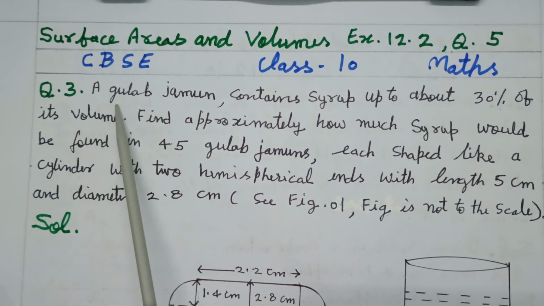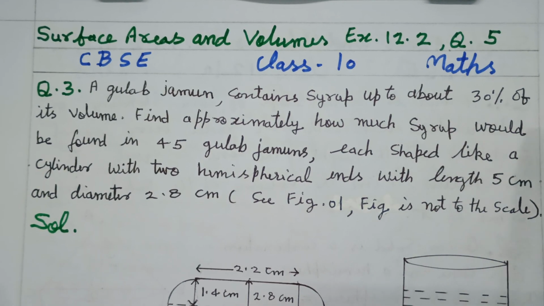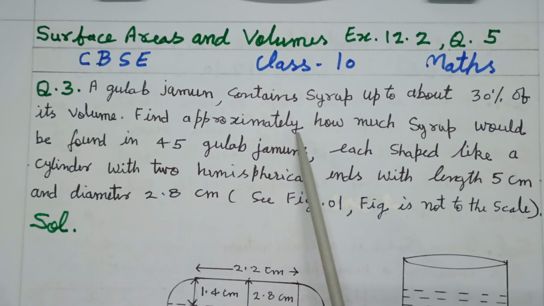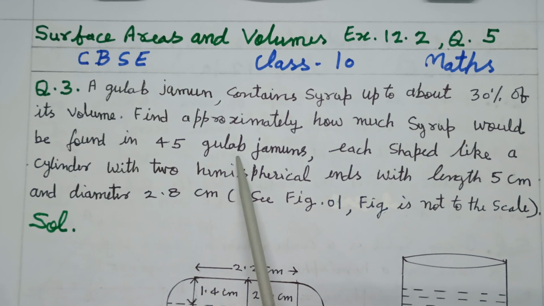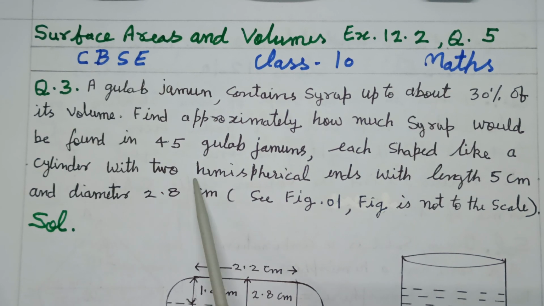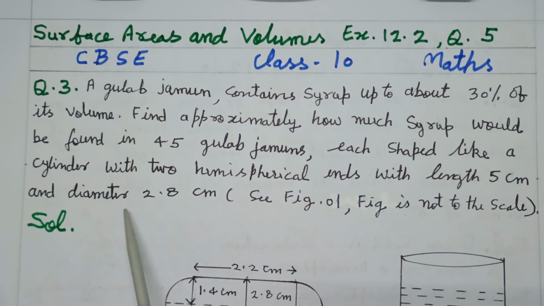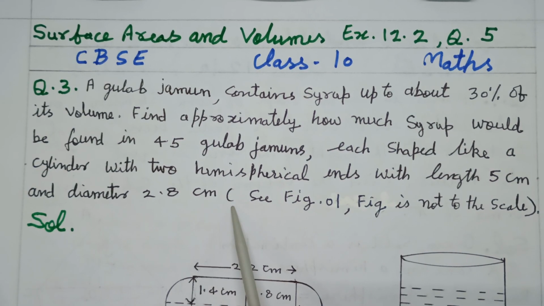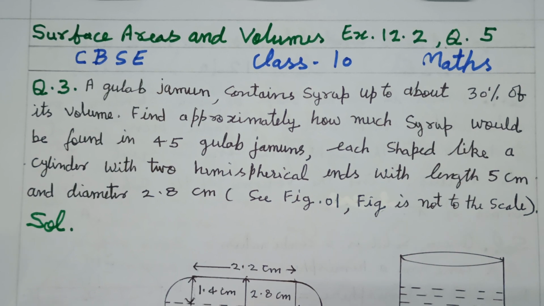Question number 3. A gulab jamun contains syrup up to about 30% of its volume. Find approximately how much syrup would be found in 45 gulab jamuns, each shaped like a cylinder with two hemispherical ends with length 5 cm and diameter 2.8 cm. See figure 1. Figure is not to the scale.